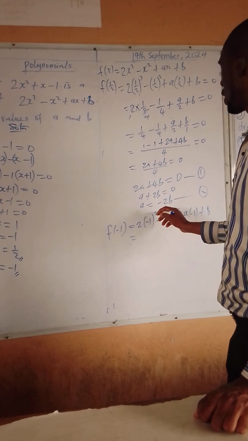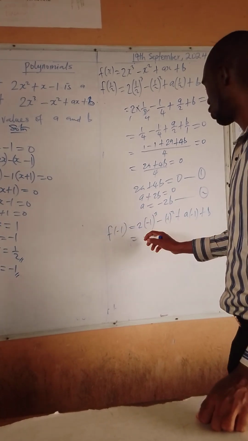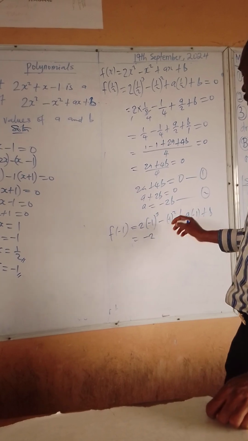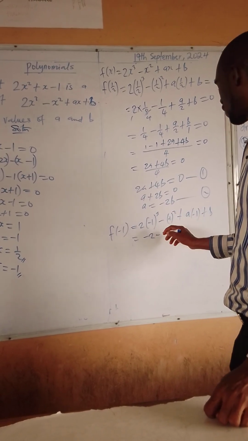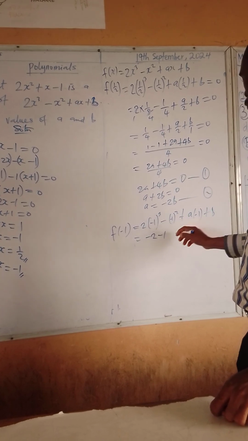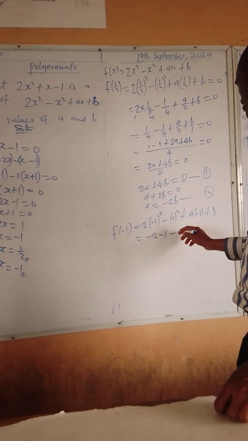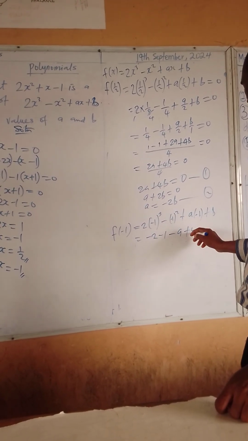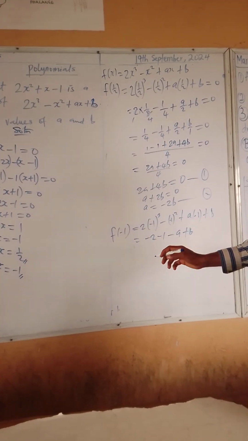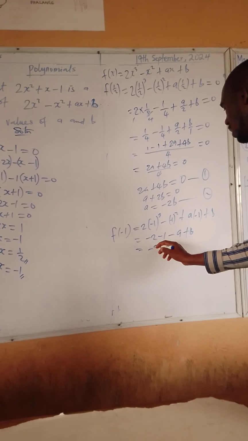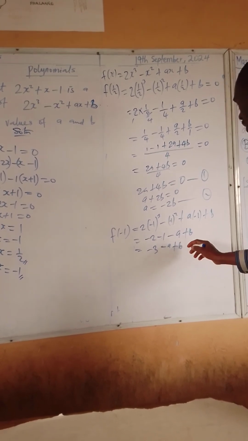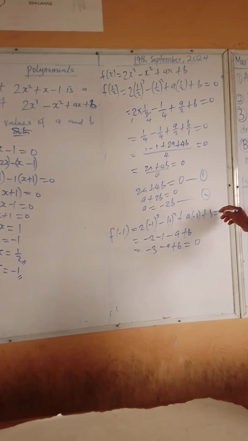So minus 1 raised to power 3 will give us minus 1. Minus 1 times 2 is minus 2. Alright? Minus 1 squared is positive 1. Positive 1 times minus will give us minus 1. So now minus times plus will be minus. A times 1 is what? A. So plus B. Okay, what we have now is minus 2 minus 1 is minus 3. So we have minus 3 minus A plus B. Remember, equal to 0.